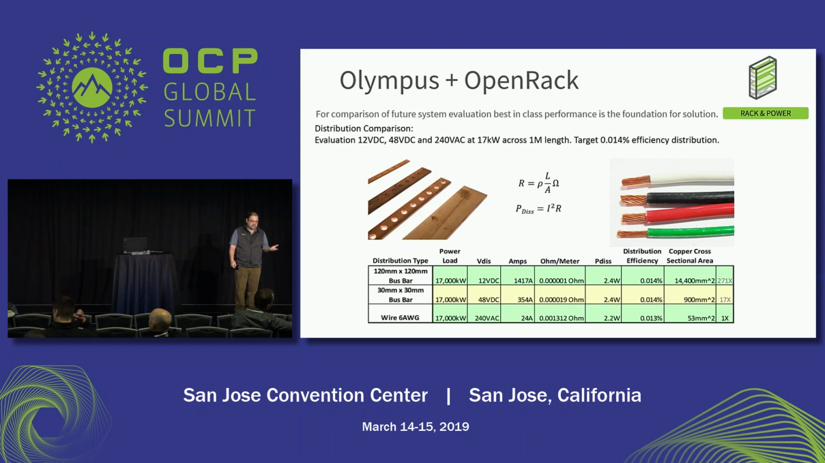If we look at distribution bus bars, I mean, it's IR losses. The higher the voltage, the lower the current, the lower the losses. In Mount Olympus, we've done a VAC distribution, and that is the bottom row on the graph. I'm using that as a baseline to translate this to an equivalent at 48. You need 17 more times copper. To translate that to 12 volts, it's what? 271 times more copper. So you really don't want to do 12 volts at 17 kilowatts.